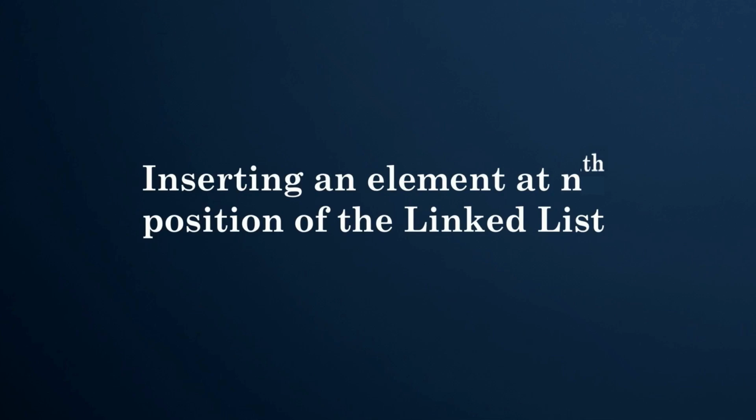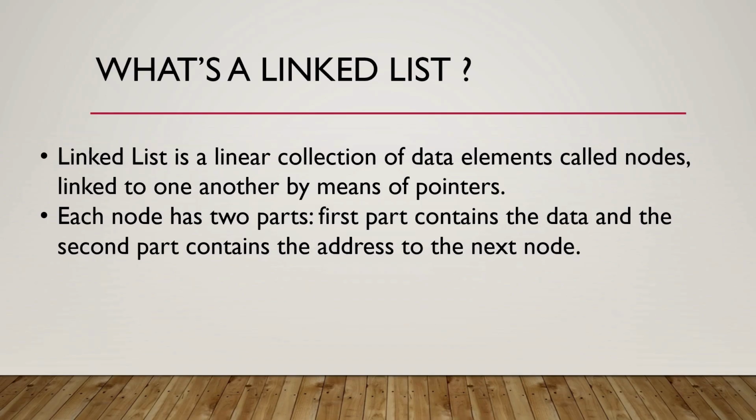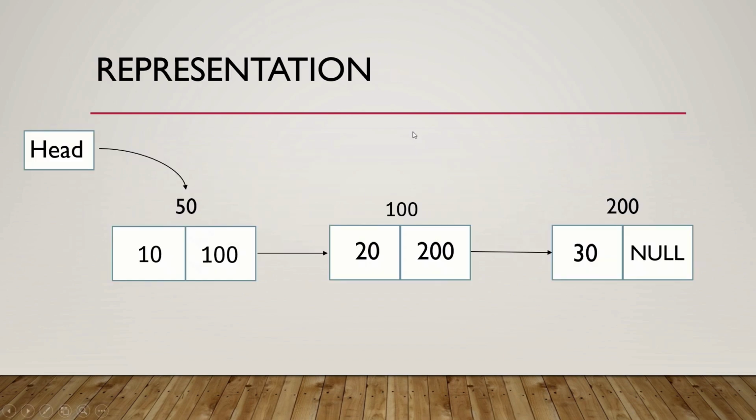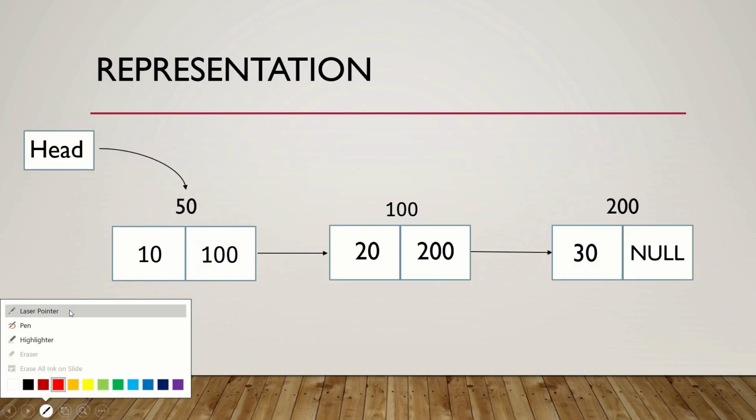Hello all, today I'll be teaching you about inserting an element at the end position of the linked list. So what's a linked list? A linked list is a linear collection of data elements called nodes which are linked to each other by means of pointers. Each node has two parts. The first part contains the data and the second part contains the address to the next node. So this is the representation of the linked list.